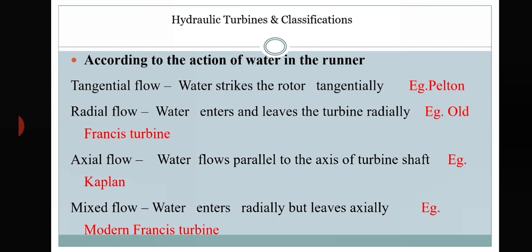According to the action or the flow direction of water across the runner, you can have a tangential flow as in a Pelton wheel, where the water strikes the rotor in a tangential direction. Also you can have radial flow, where the water enters and leaves the turbine radially. Then you can have axial flow in a Kaplan, or Kaplan turbine is similar to a propeller in a ship, so you can have axial flow. The water flow will be parallel to the axis of turbine shaft. Then you can have mixed flow, where the water may enter radially and leaves axially.